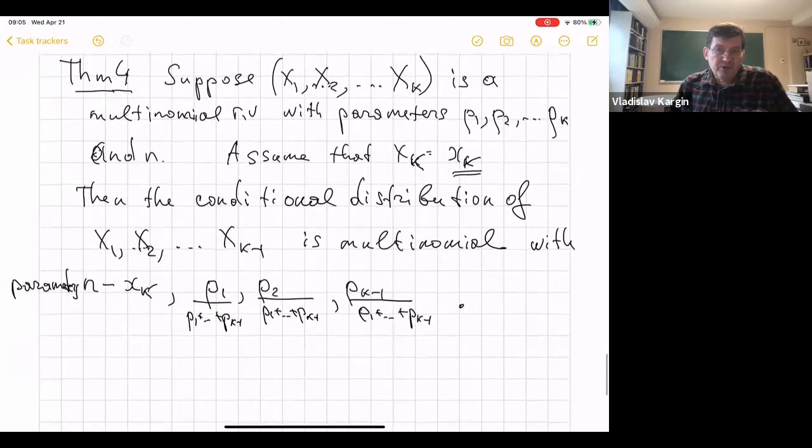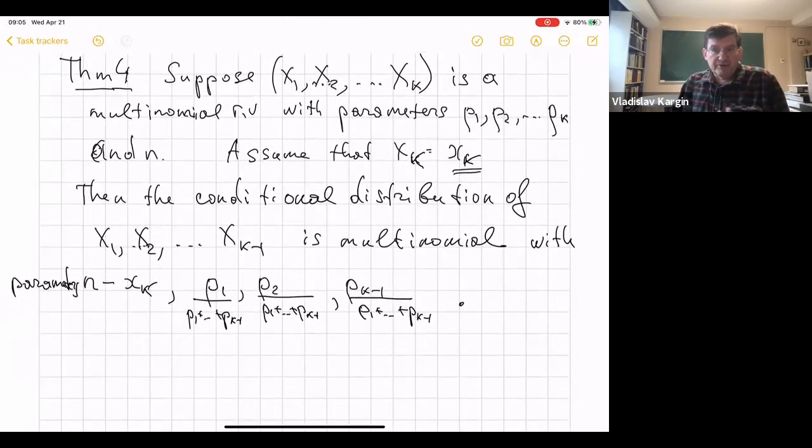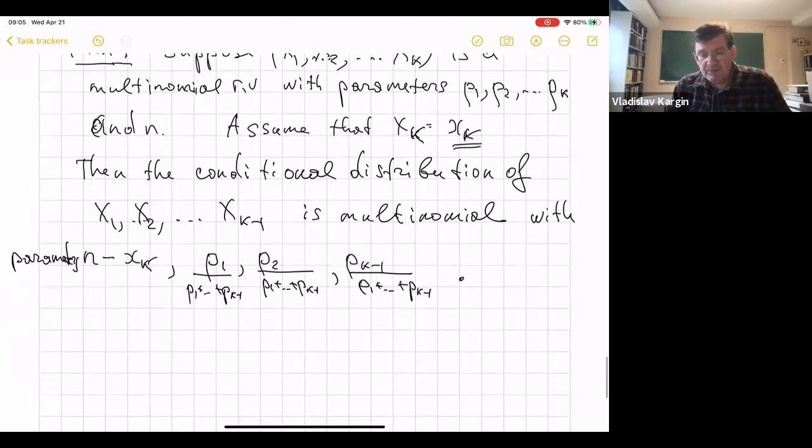So I'm not going to prove this theorem. Well, it's just proved by definition. So what's the conditional PMF? Right, so right from the definition.